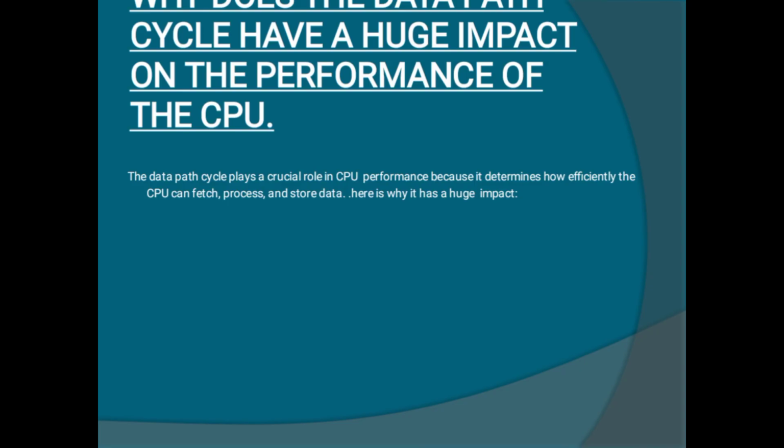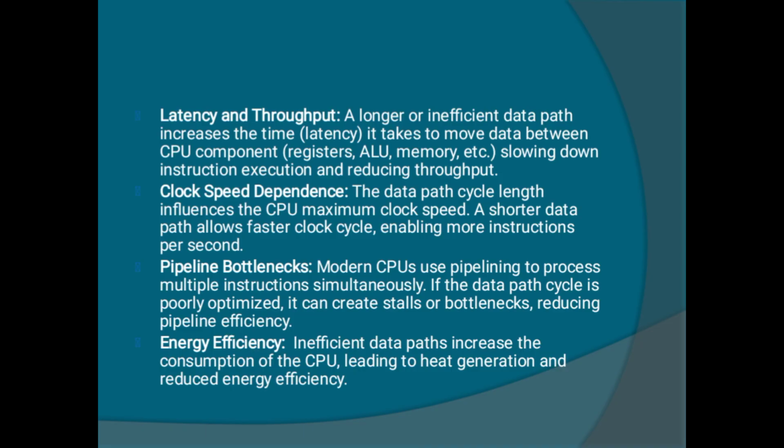The data path cycle plays a crucial role in CPU performance because it determines how efficiently the CPU can fetch, process, and store data. Here is why it has a huge impact. Latency and throughput: a long or inefficient data path increases the time (latency) it takes to move data between CPU components (registers, arithmetic logic units, that's ALU, memory, etc.), slowing down instruction execution and reducing throughput.